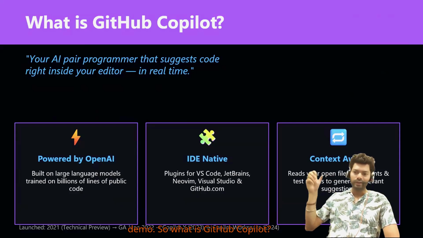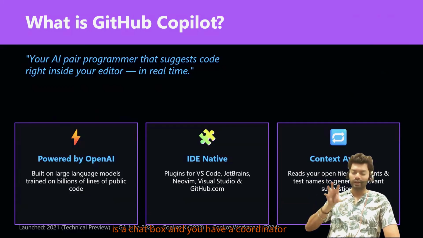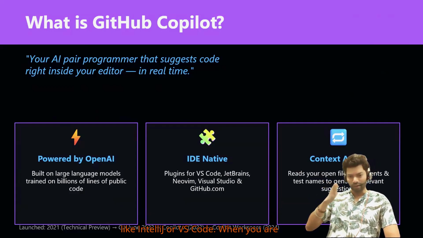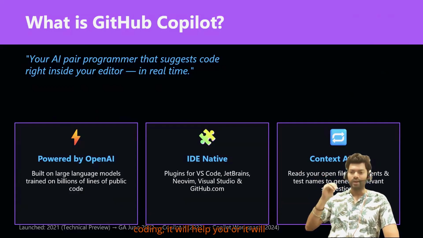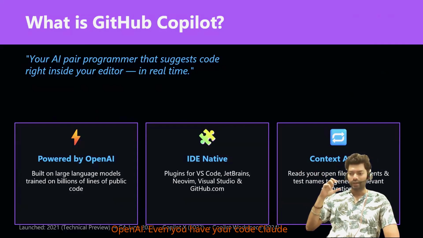So what is GitHub Copilot? In easy words, it is your AI peer programmer that suggests code right inside your editor in real time. So there is a chat box and you have a code editor like IntelliJ or VS Code. When you are coding, it will suggest, hey, this is how you have to write the code. It is powered by OpenAI, and you also have Claude models. Currently GitHub Copilot is supported in VS Code, JetBrains, NeoVim, Visual Studio, and GitHub.com itself.